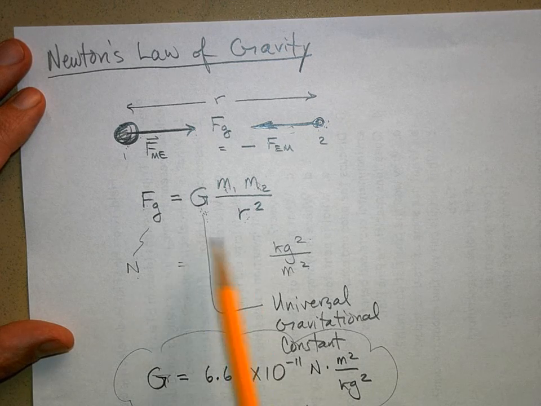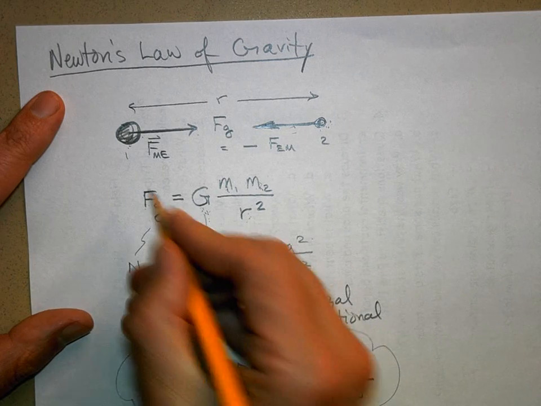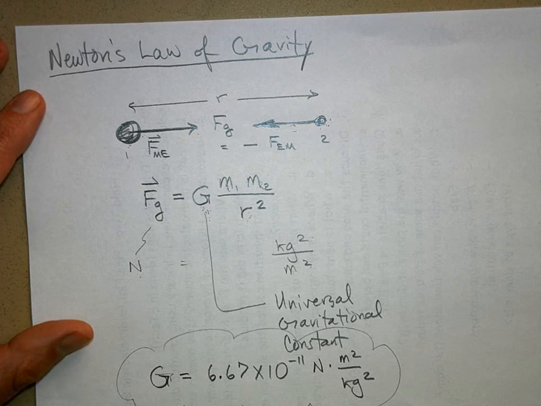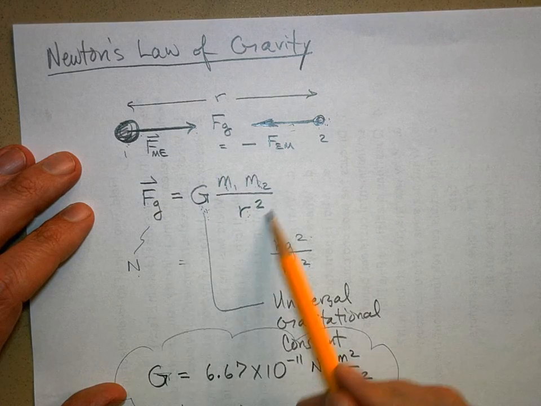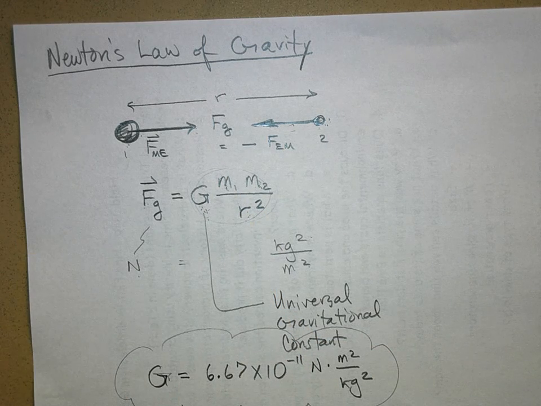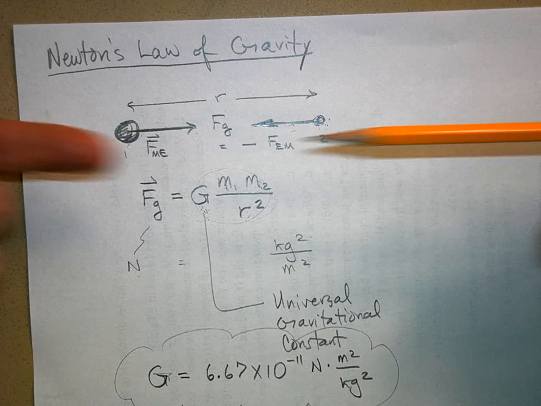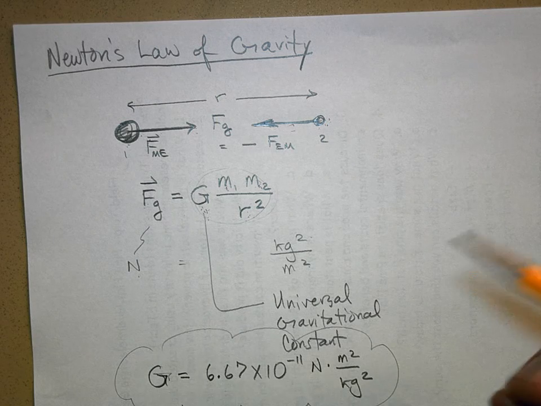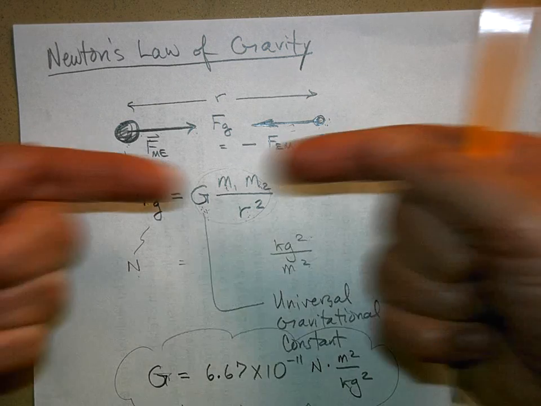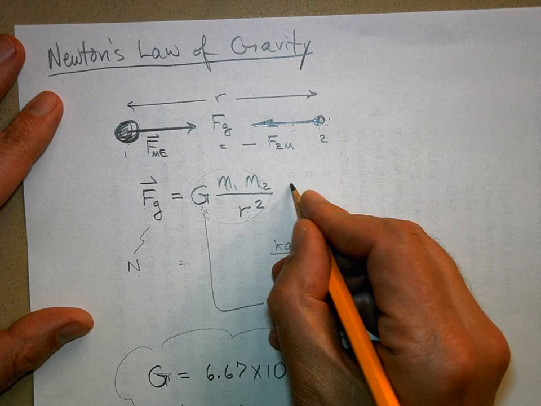Now, the force of gravity is a vector. So we want to identify it as a vector. Vectors have direction. This gives you the magnitude, but we need some way of saying what direction gravity is in. Well, gravity is an attractive force. It pulls things together. We have a unit vector that says, let's pull together. Let's be attractive. And that's negative r hat.